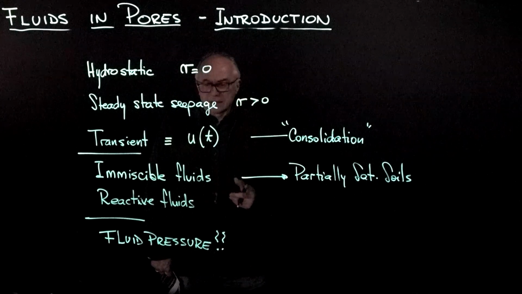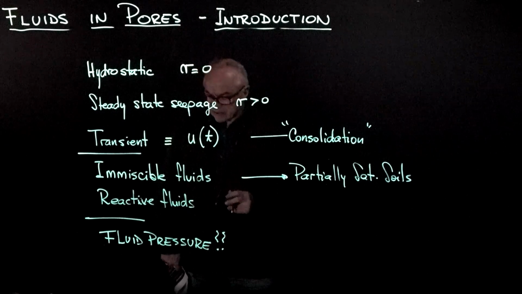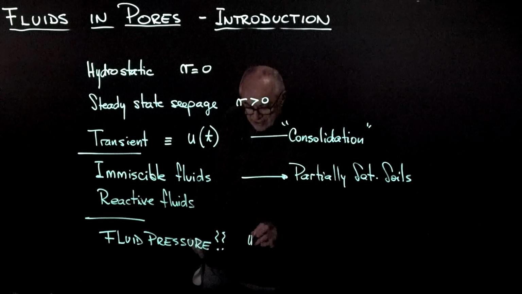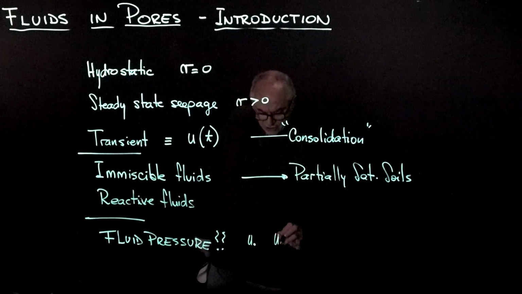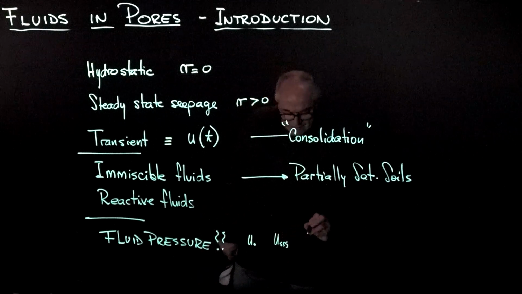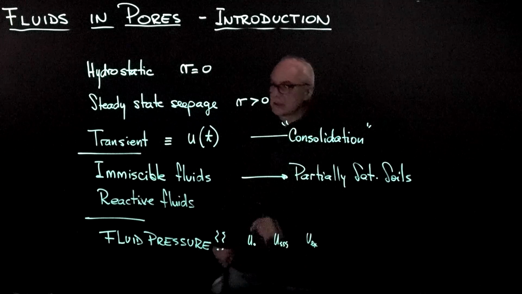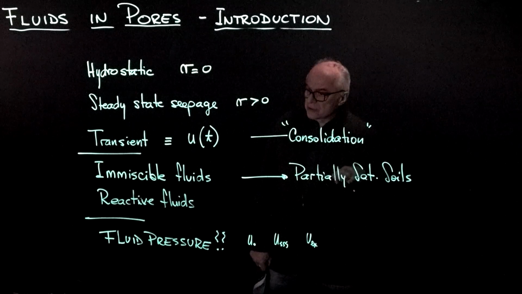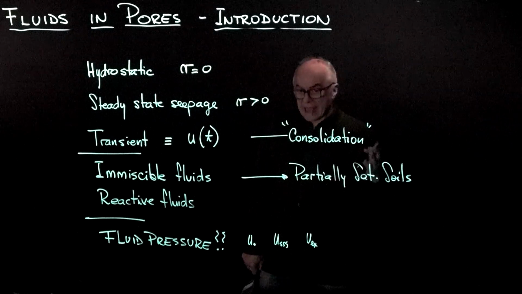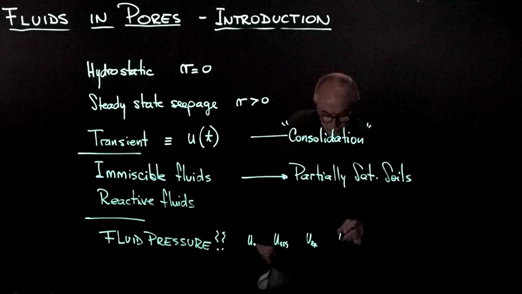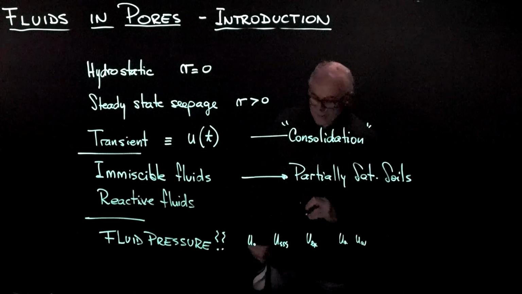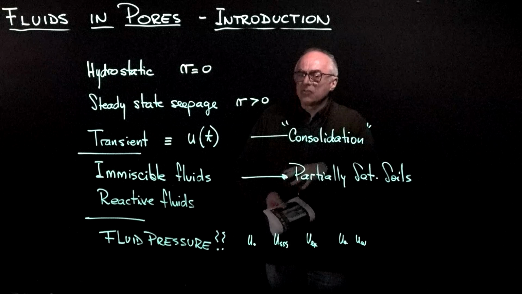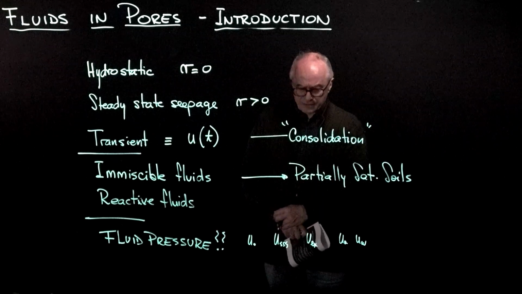Finally, we have to wonder about the different sources of fluid pressure, because we have the hydrostatic fluid pressure, we have the fluid pressure that comes from a steady state seepage, we have the excess fluid pressure for this transient, and then there are fluid pressures for the two immiscible phases, the liquid and the gas, let's say, air and water. So U air and U water. And reactive transport, where the soil contracts, can also create an excess pore pressure.